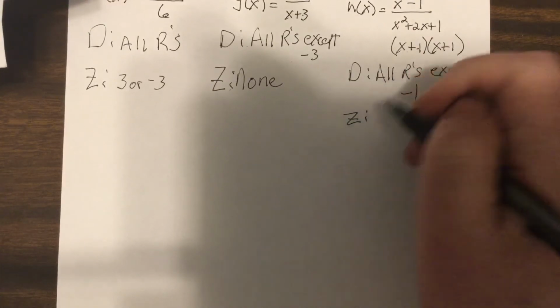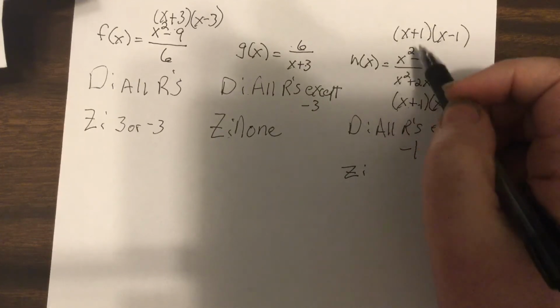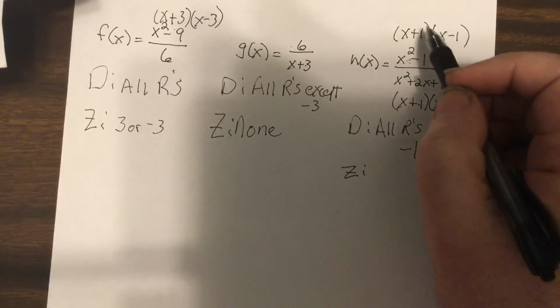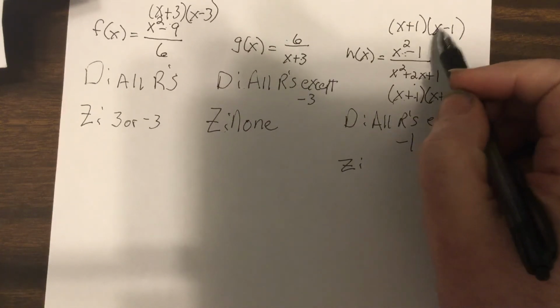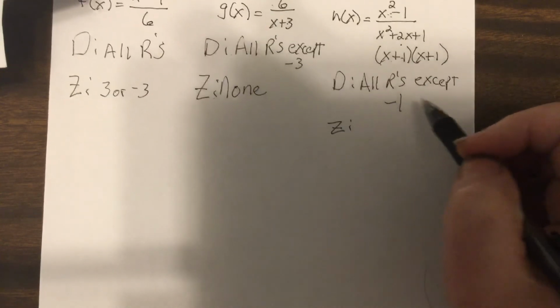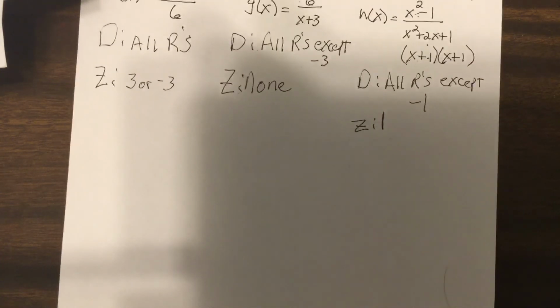The zeros would be, what would I put in for x to cause the numerator, the top, to be 0, but does not cause the bottom to be 0? Well, that would be 1 or negative 1, but the domain says you cannot use negative 1, so there's only one number for this problem.